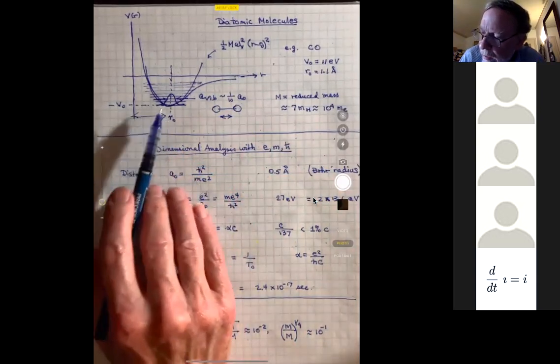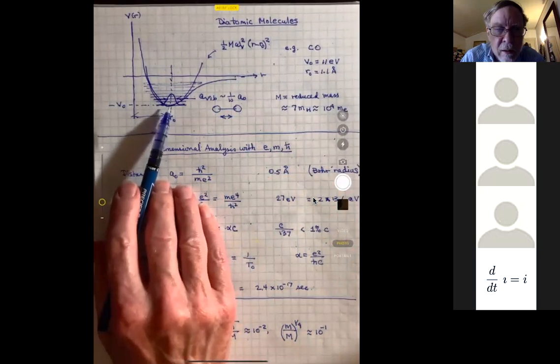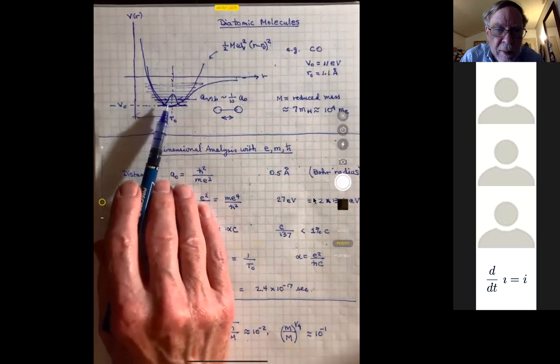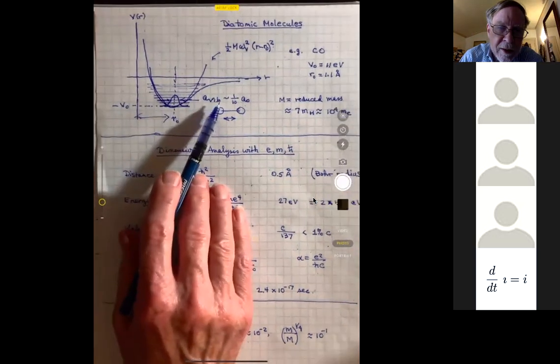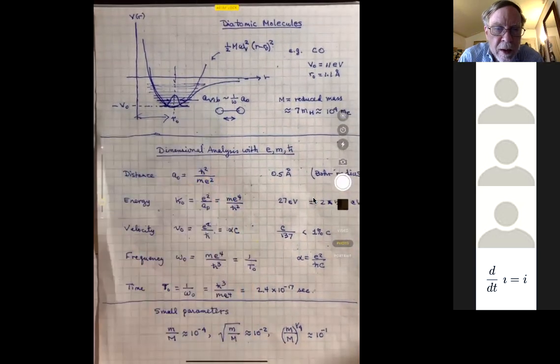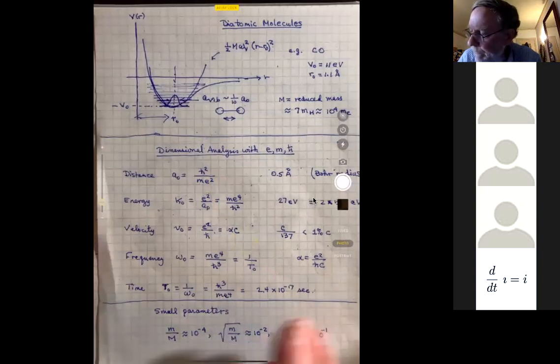And so what we see is that the vibrations of the molecule occupy a relatively small fraction of the bond length, namely roughly 10%, something like that. And so this is a justification, or it explains a justification, for treating diatomic molecules as if they were rigid rotors. They are, roughly speaking, rigid rotors.